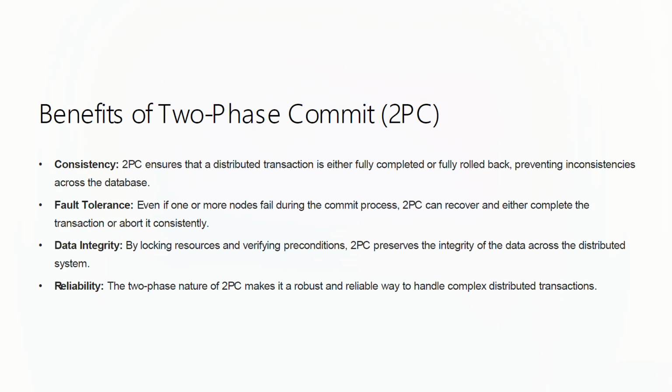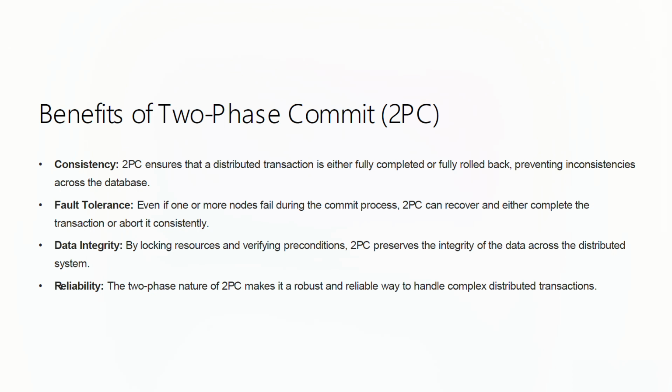Benefits of 2PC. The 2PC protocol has several advantages that make it invaluable in distributed systems. The most significant benefit is consistency. By ensuring that all participants either commit or abort together, 2PC prevents partial updates, which could otherwise result in data inconsistency. For example, in a bank transfer, this protocol ensures that if money is debited from one account, it is credited to the other, or the transaction is rolled back entirely if that's not possible.